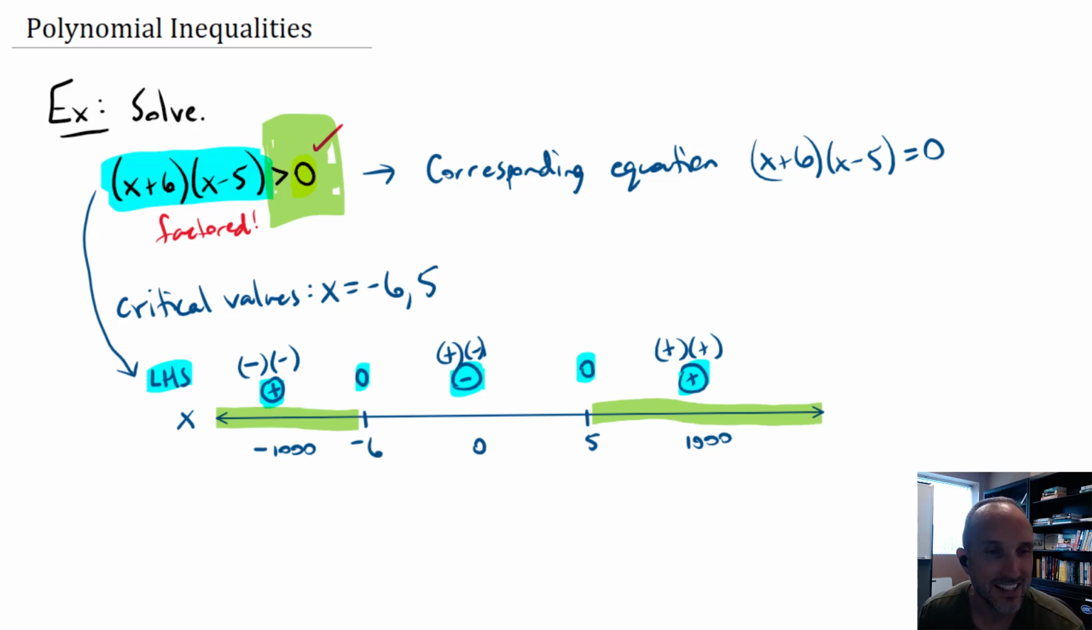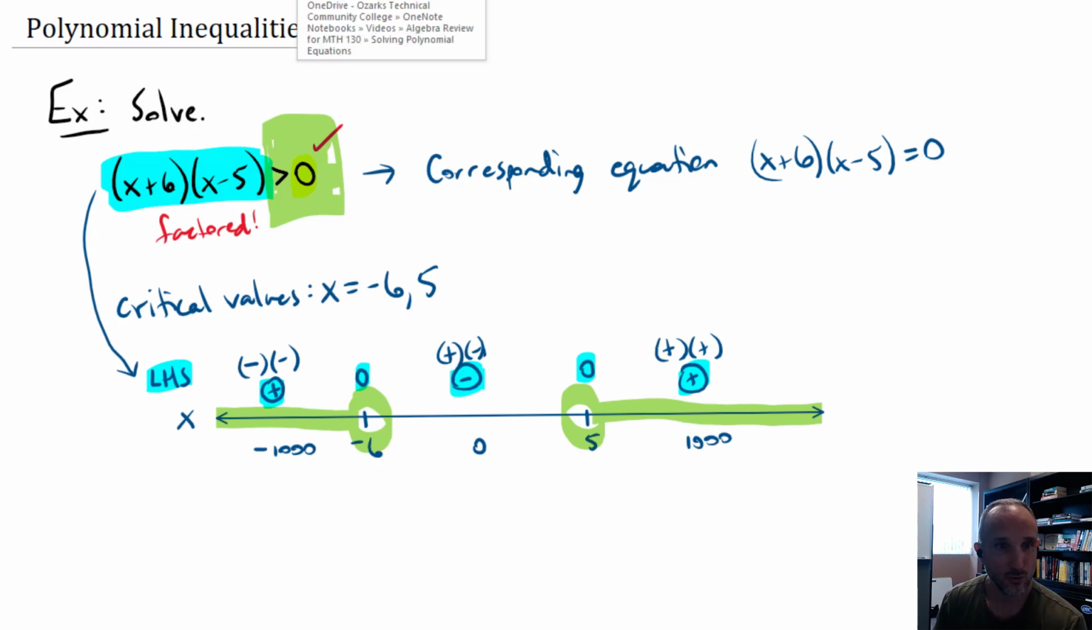But at -6, we get a left-hand side of 0, which is not greater than 0. So I'm going to put an open circle around that. And the same with 5, because those don't make this true. So what I've shaded here is our solution in what we call interval notation.